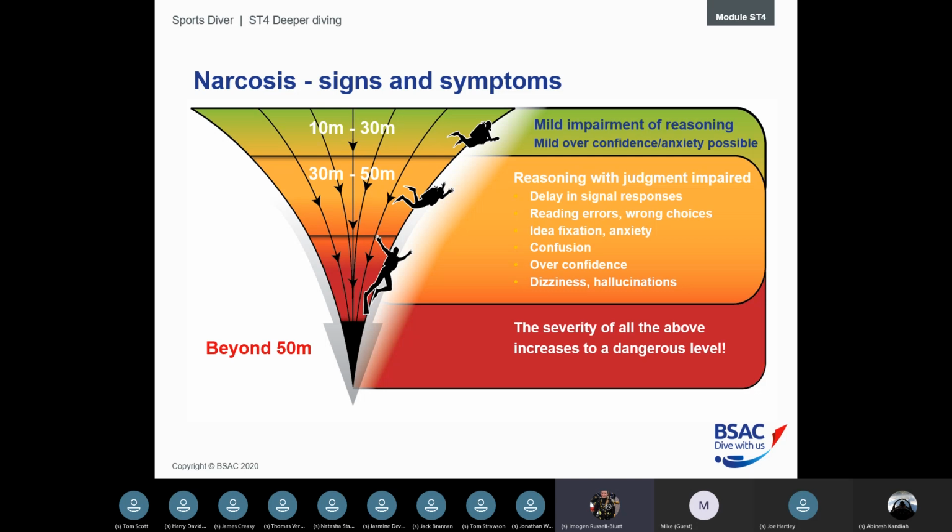You might be like, yeah, I'll just go over there and look at that. Or you feel confident. You're like, yeah, I've got enough air to do this. You wouldn't normally think that. You'd be like, oh, we should probably start ascending. But if you've got mild nitrogen narcosis, you might be like, yeah, it's fine, we'll carry on, no worries.